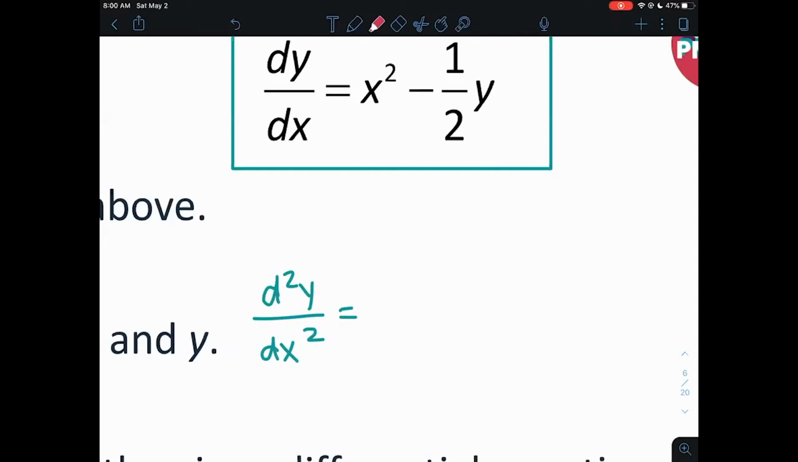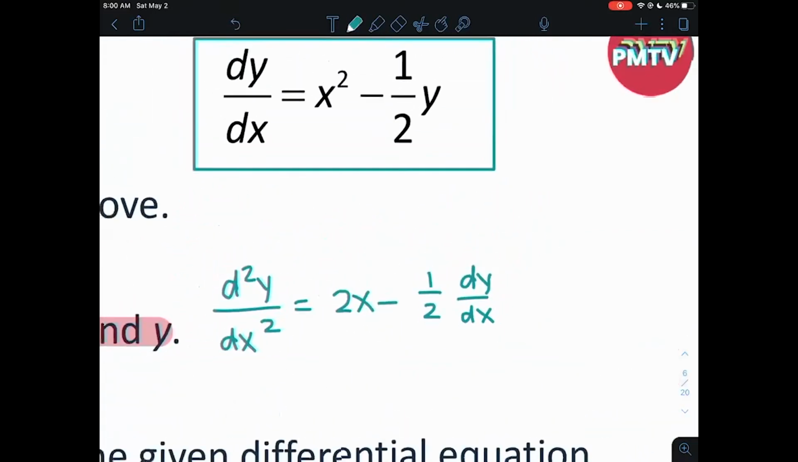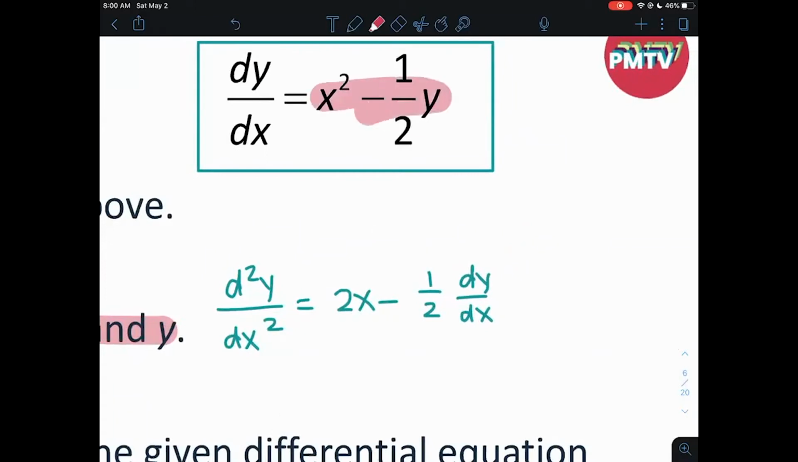So here we have 2x minus 1/2 dy over dx. That is not the end of this part of the question, because it says to give the second derivative in terms of x and y. That means x and y should be the only variables that we see. So we need to do a substitution and put all of this here.